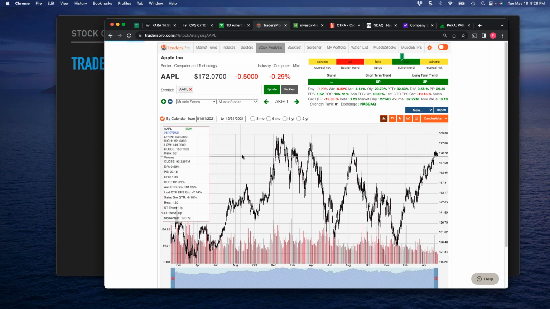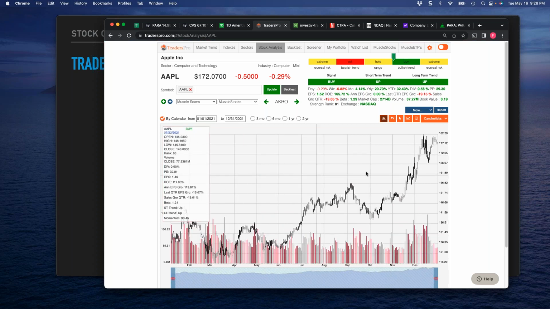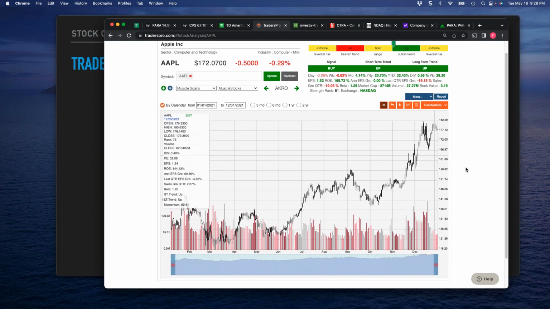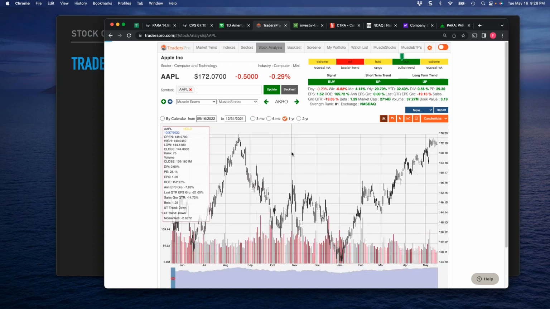I'll click update again. And now we get a look at exactly what the stock did from the beginning of 2021 to the end of it. I can switch back to a more current view anytime by clicking one of these time period radio buttons. So if I go to 1 year now, I'm back to my more traditional view.